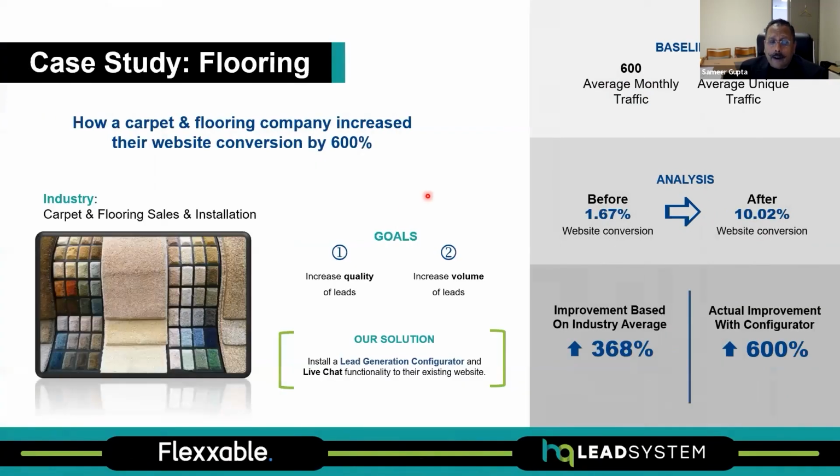Here is a flooring company in Ohio. Their visitor count is only 600 visitors a month to their website. They don't do any marketing. They don't run any ads. This is 600 organic visitors that come to their site every month. Before us, their conversion was about 1.67%. After the configurator, it went up to 10.02%, which was a 600% increase in their conversions.